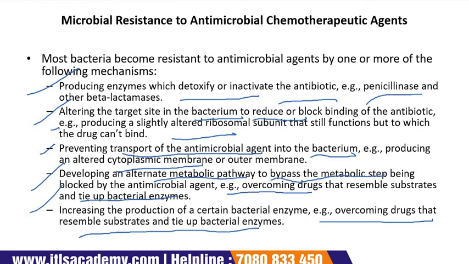So these changes in the bacterium that enable it to resist the antimicrobial agent occur naturally as a result of mutation or genetic recombination of the DNA in the nucleoid, or as a result of obtaining plasmids from other bacteria. So exposure to the antimicrobial agent then selects these resistant strains of the organism.